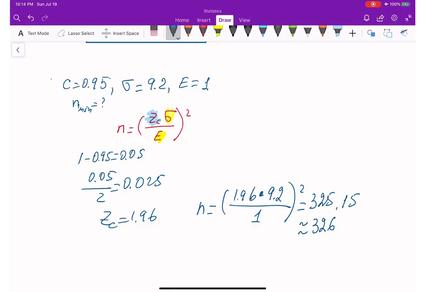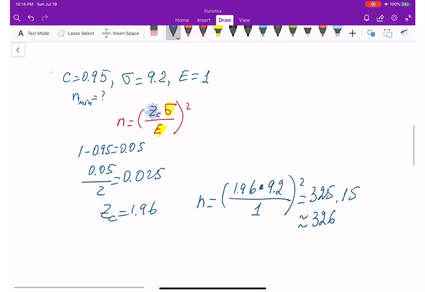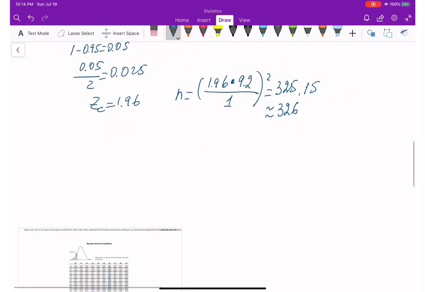So I think that's it. Minimum sample size. What else? Oh, let's find the sample mean. Another interesting problem here.